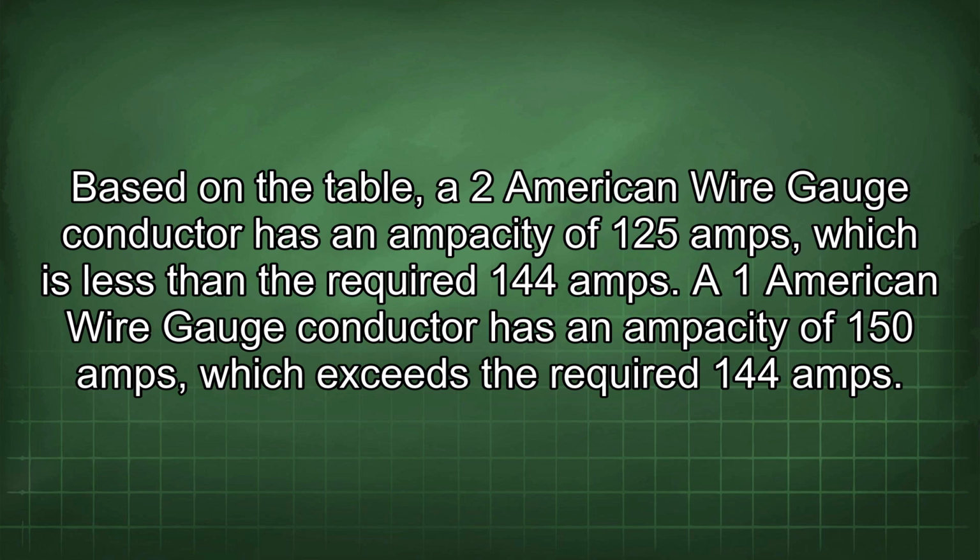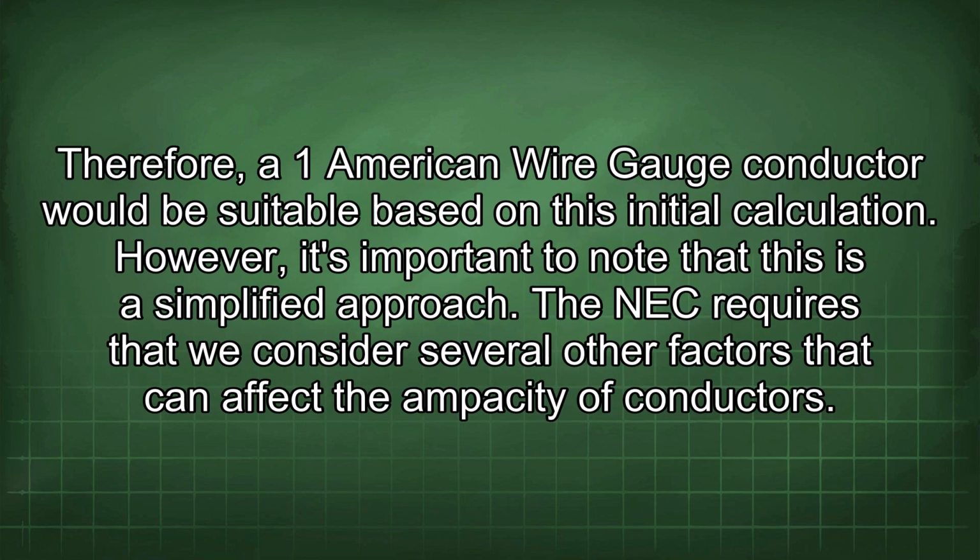is less than the required 144 amps. A 1 American wire gauge conductor has an ampacity of 150 amps, which exceeds the required 144 amps. Therefore, a 1 American wire gauge conductor would be suitable based on this initial calculation. However, it's important to note that this is a simplified approach. The NEC requires that we consider several other factors that can affect the ampacity of conductors.